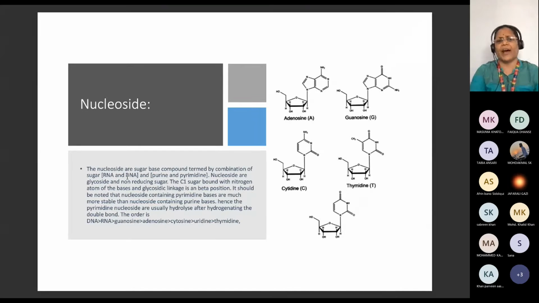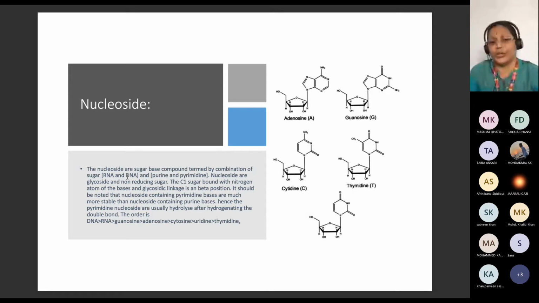Nucleosides are sugar-based compounds, right? They are formed by the combination of a sugar, which can be the RNA sugar or the DNA sugar, and a purine or pyrimidine base. These are the two types of bases, right? So nucleosides are glycosides, so now we will have to show the glycosidic linkage. Okay, how to show that, I will show you.